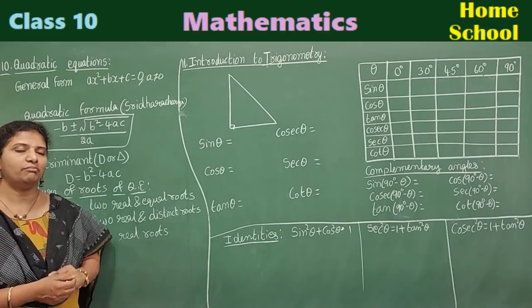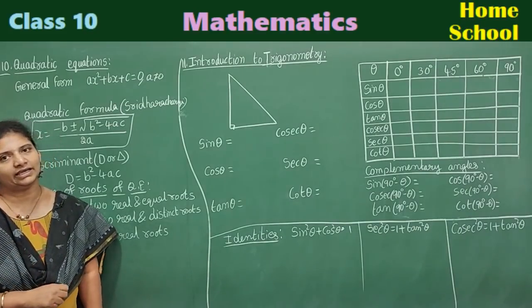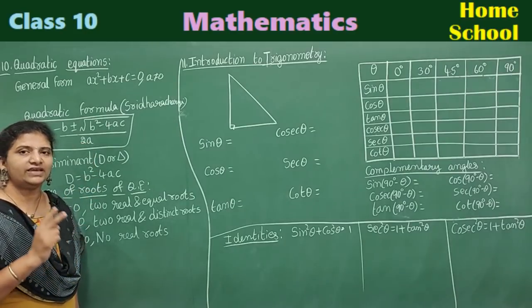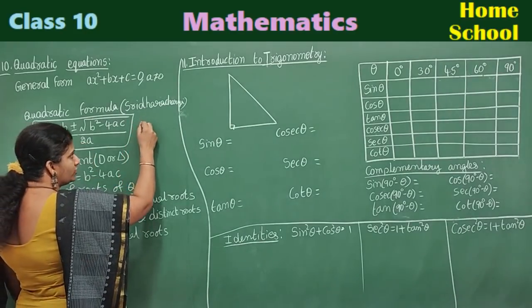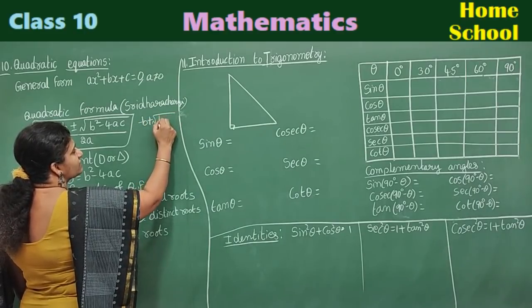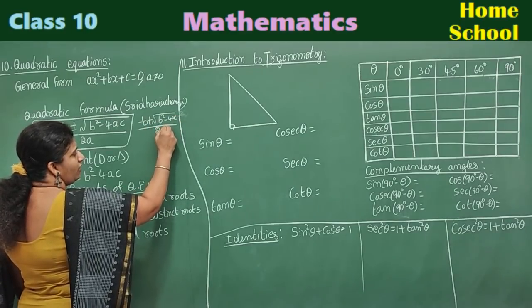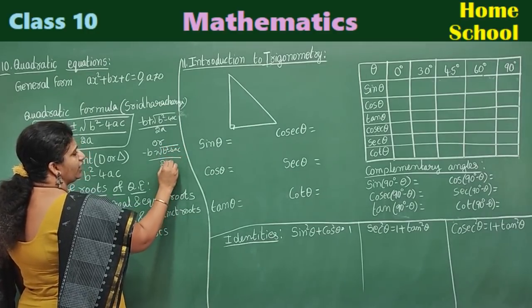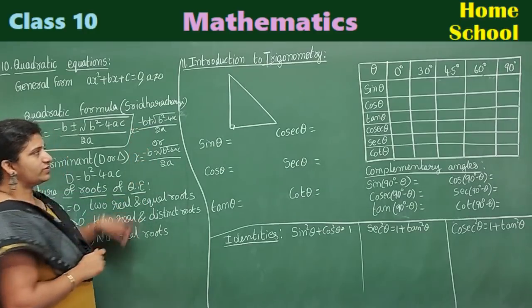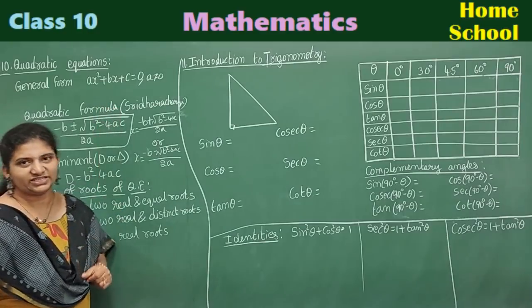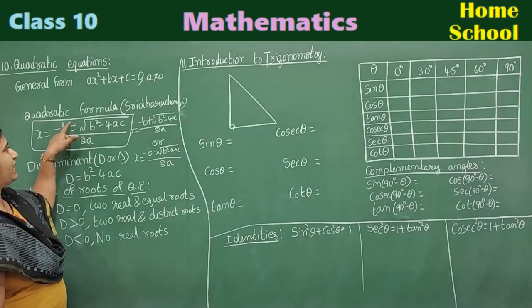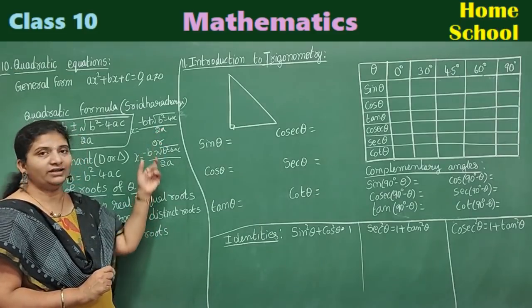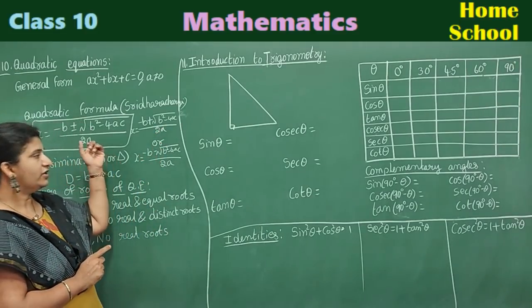One more thing you need to remember: what are the two roots of a quadratic equation? If we solve the equation, we get two roots. The two roots are minus b plus root of b square minus 4ac by 2a, or minus b minus root of b square minus 4ac by 2a. You can write this as x is equal to. These two are the two roots of the equation, and at a time we have written them with plus or minus. If asked for the two roots of a quadratic equation, you need to write these two. If asked for the formula for a quadratic equation, you need to write this one.